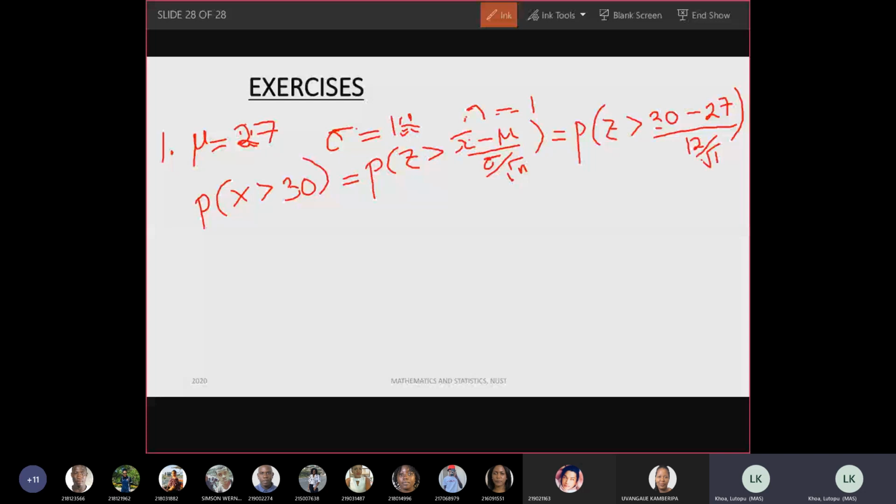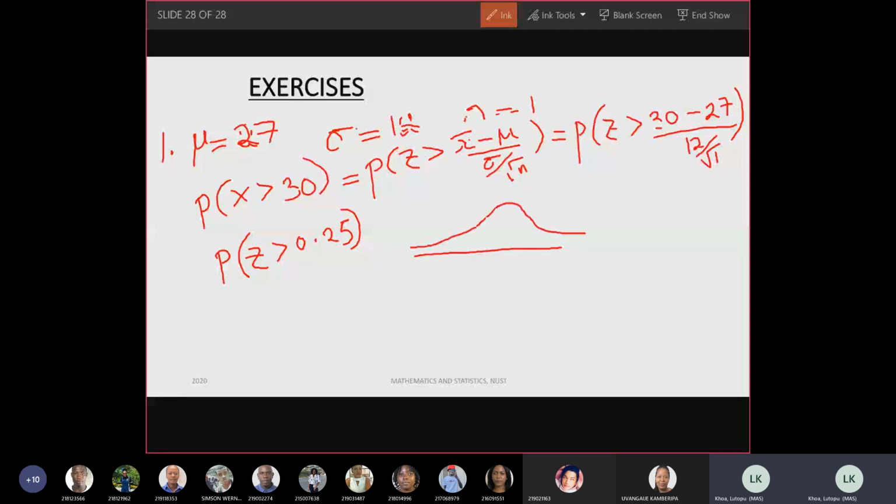So here, what I will then have, this is the probability that Z is greater than 30 minus 27, then you divide that by 12, you get 0.25. Okay, so now it's always good to draw a diagram so you can figure out what area of the standard normal you're looking for.